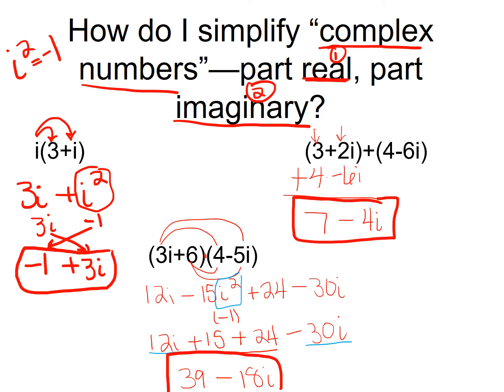And that, ladies and gentlemen, is my final answer, 39 minus 18i. So biggest takeaways today are that i is equal to the square root of -1, i squared is equal to -1, and complex numbers have a real part and an imaginary part, where the real part comes first and the imaginary part comes second.